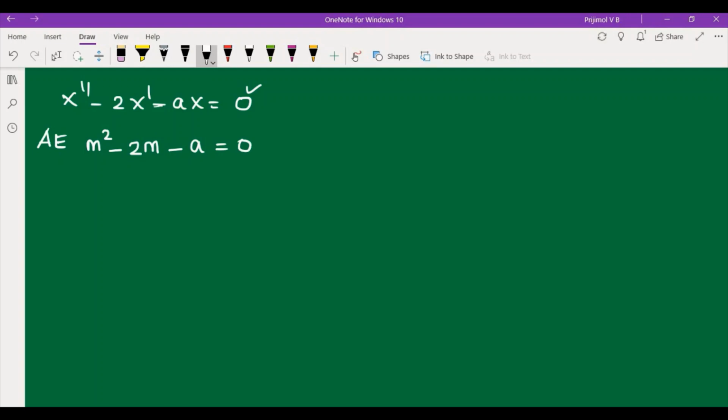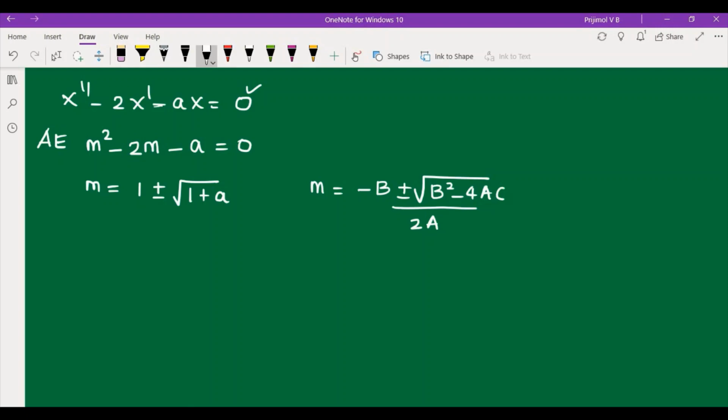We have solved this auxiliary equation and the roots are m equal to 1 plus or minus root of 1 plus a. This is solved using the formula m is equal to minus b plus or minus root of b square minus 4ac, the whole divided by 2a. If you have the equation as am square plus bm plus c equal to 0, this is how we have to solve and find the roots. Now I have obtained the roots. These are real and distinct. Now what will be the solution?